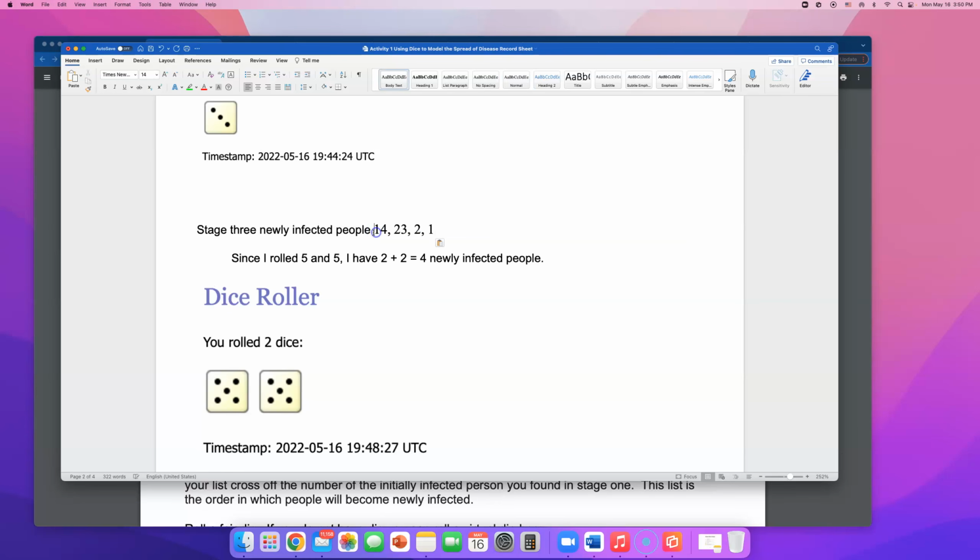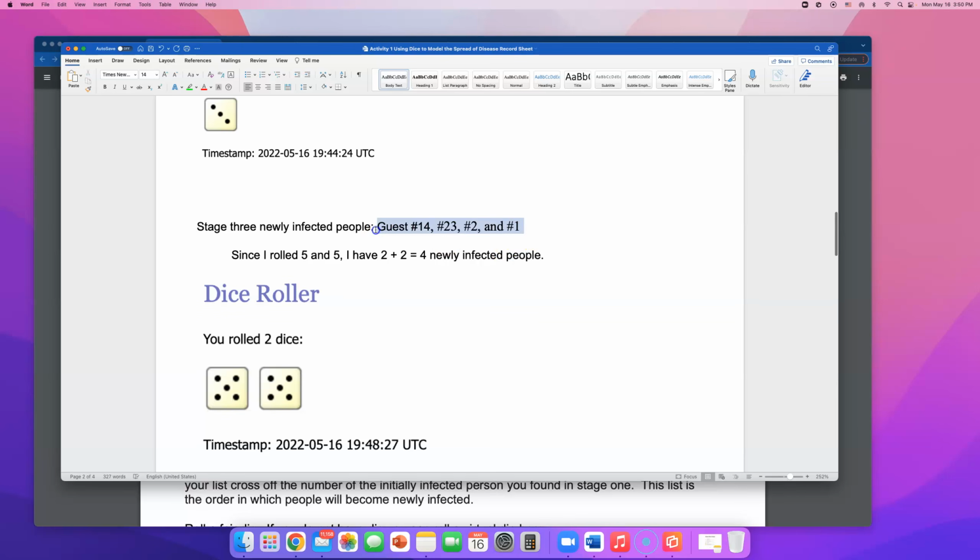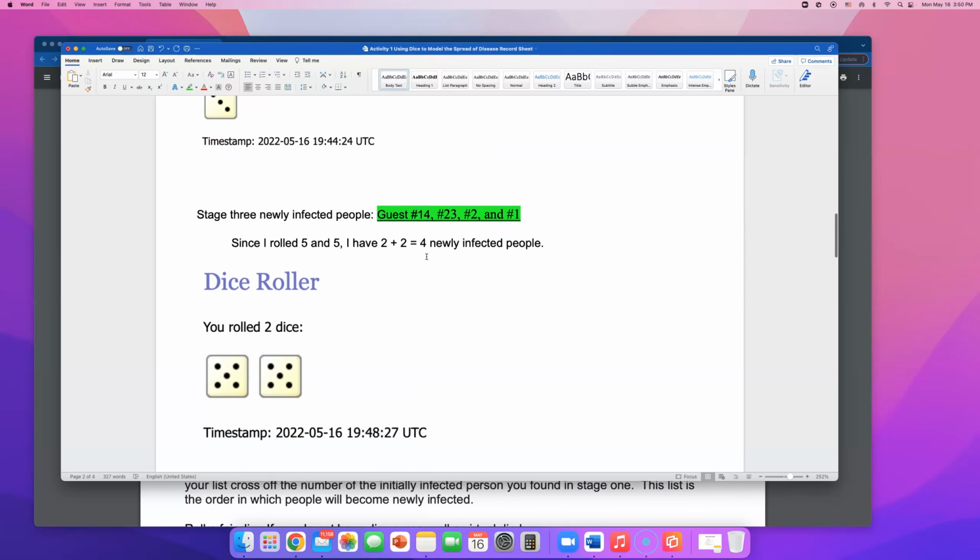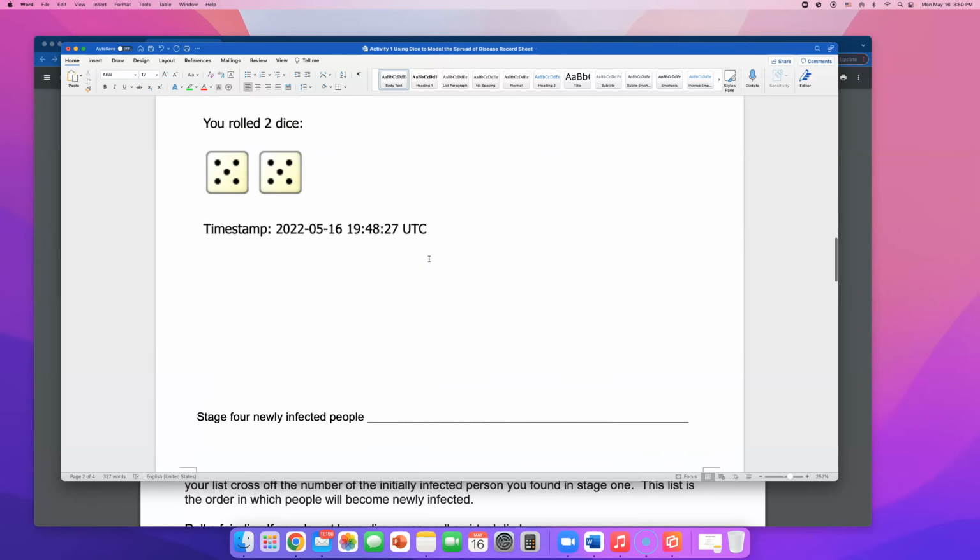I'll say guest number 14, number 23, number 2, and guest number 1 are now newly infected. Okay. So, oh gosh, I now have 4 newly infected people. So at the end of stage 3, guys, this is not good.